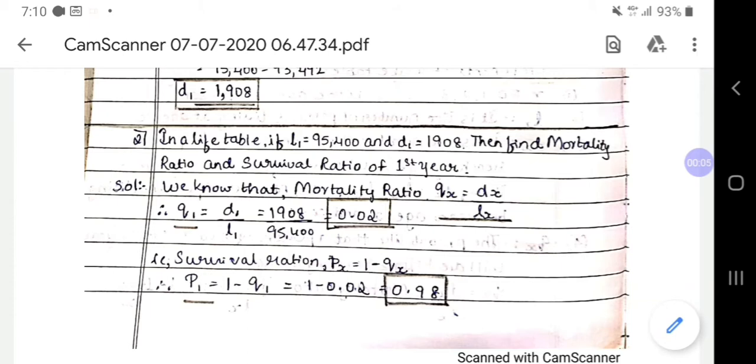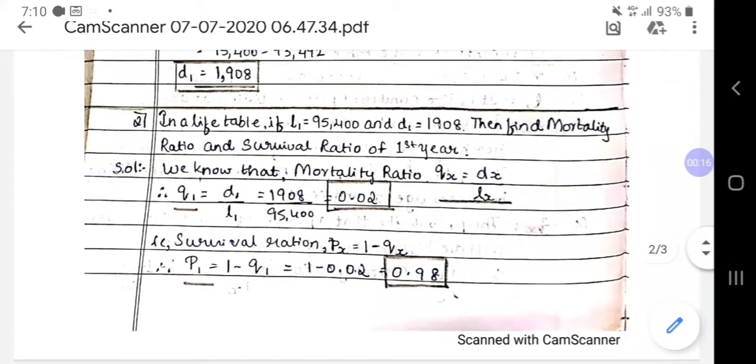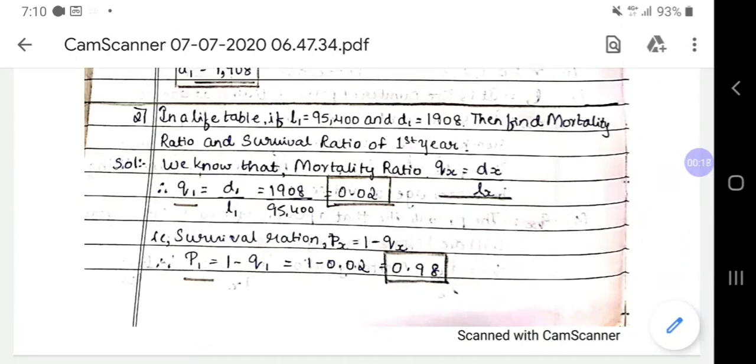Problem: in a life table, if L1 is equal to 95,400 and D1 is 1908, find the mortality ratio and survival ratio of the first year. So they are asking for only 1 year. Okay, we know that mortality ratio is Qx, which is equal to dx divided by Lx. Therefore, Q1 is equal to D1 divided by L1, where you will get the mortality ratio first.